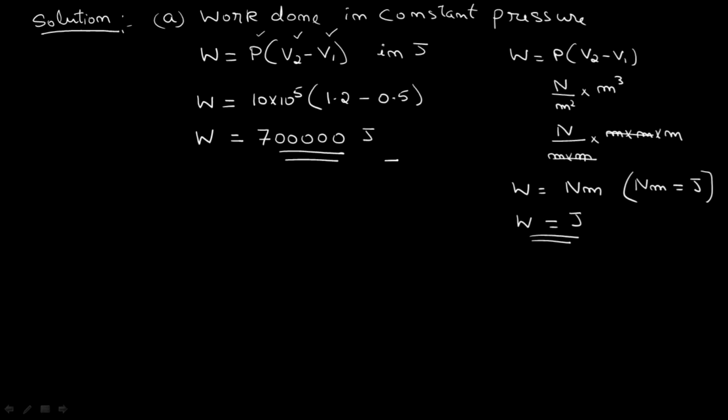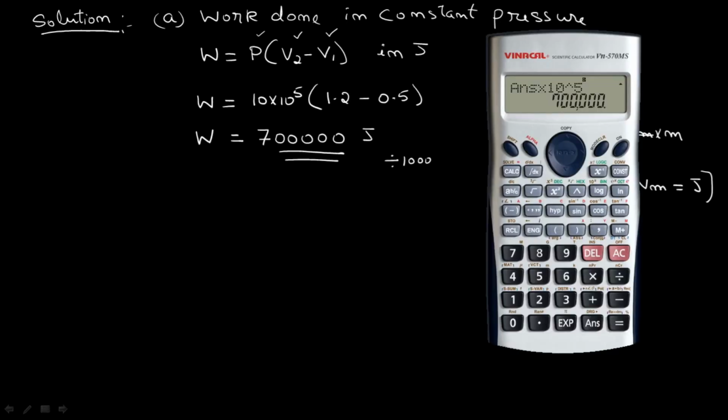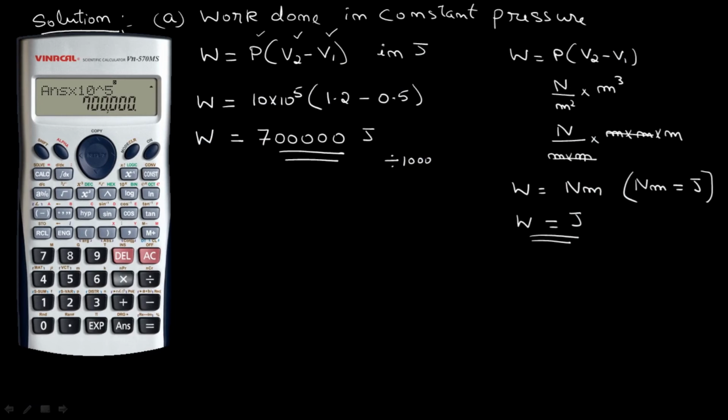So let me simply divide this by 1000. Again, I'll be taking the calculator. Here we have that answer in the display. So let me type answer divided by 1000 equal to, so it is 700.